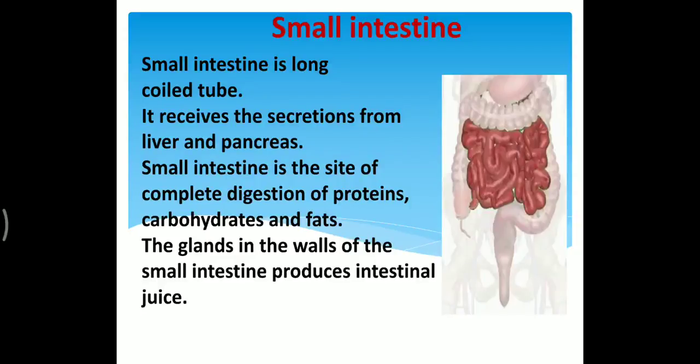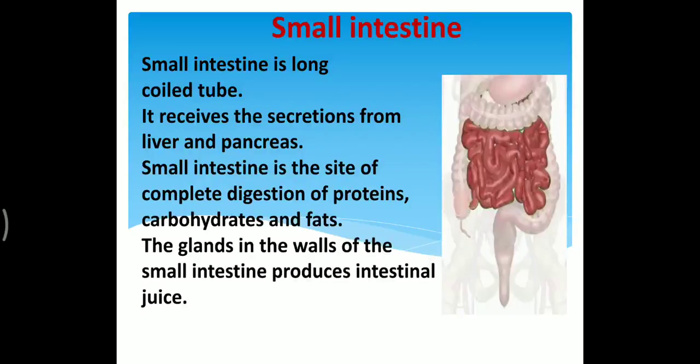The small intestine is a long coiled tube. It receives the secretions from the liver and pancreas. As soon as food goes inside the small intestine, the liver sends some juice, and the pancreas also pours some juice into the small intestine. The small intestine is the site of complete digestion. Where does the complete digestion of food occur? It happens in the small intestine. It is the site of complete digestion of proteins, carbohydrates and fats.